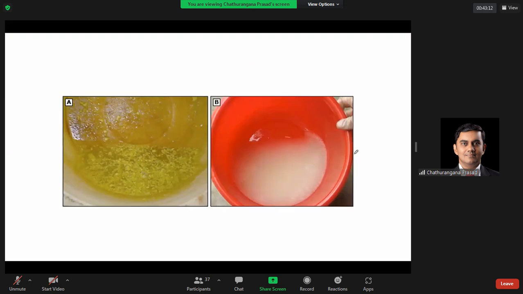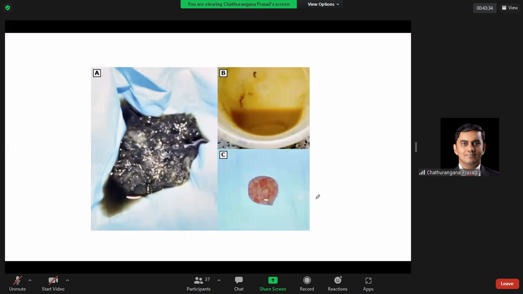So this is an example for watery diarrhea. What you see in photograph A is rotaviral diarrhea, so it's mostly watery. Whereas in B, what you see, which we don't see in Sri Lanka, thankfully, is how the cholera diarrhea would look. That's why we describe it as rice water diarrhea.